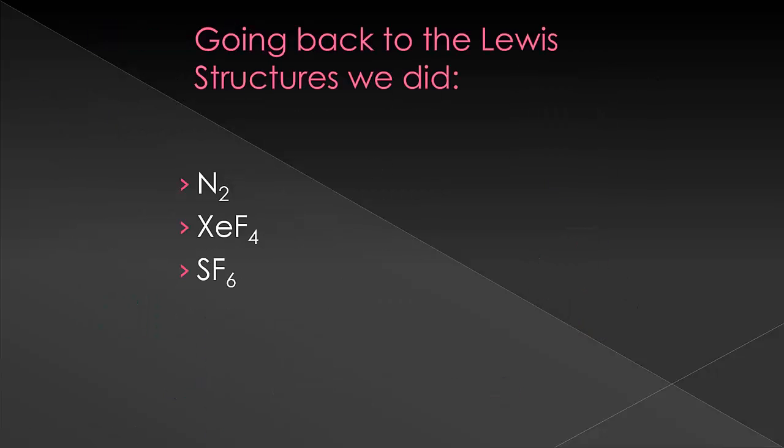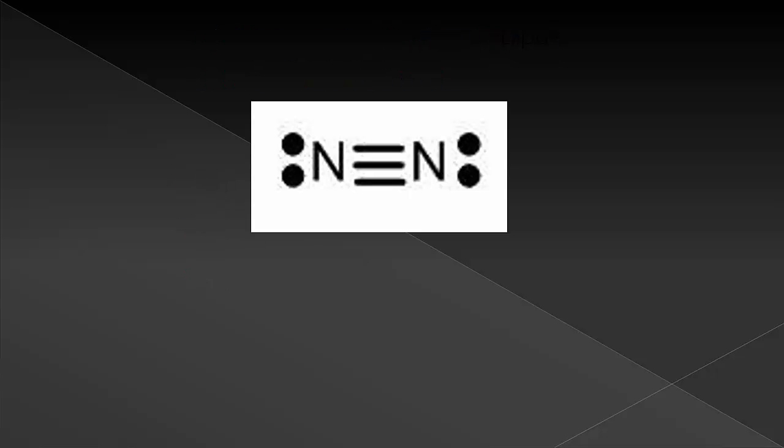Now let's do some more practice with these, and I'll show you through these examples how you can end up with structures that do not have a dipole, even though they have polar bonds. So these are the applicable ones that we've been working with.